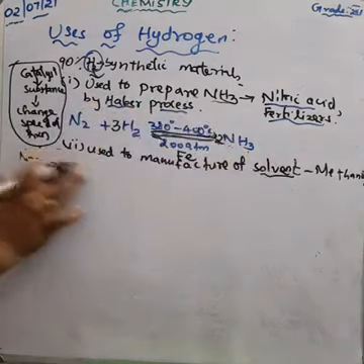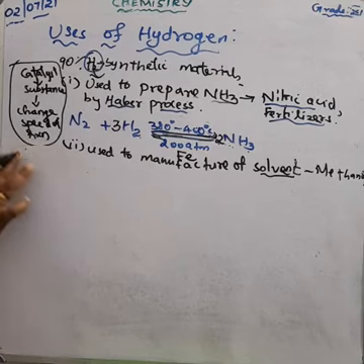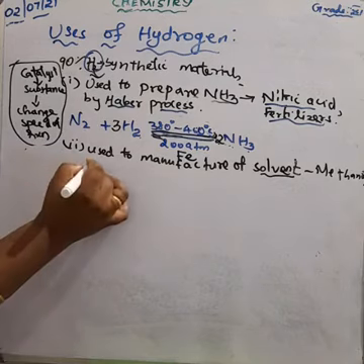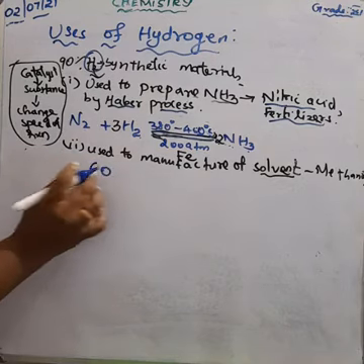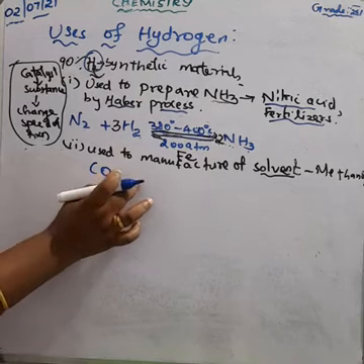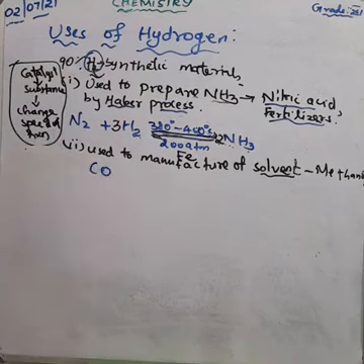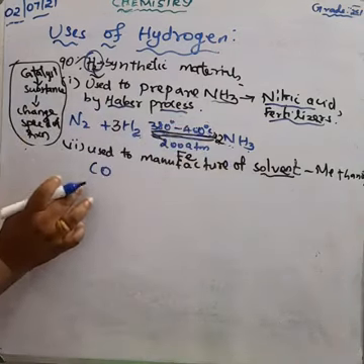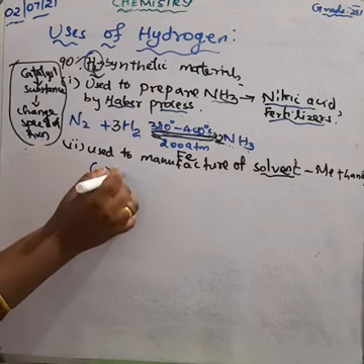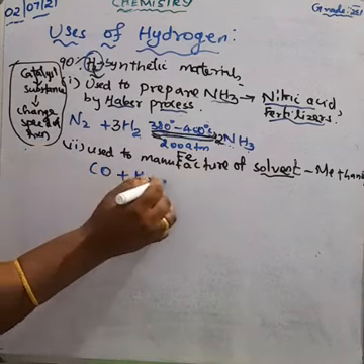Okay, like methanol. How can we prepare it? How will you prepare methanol? We have to combine carbon monoxide with hydrogen. Using copper as a catalyst, we get methanol. Carbon monoxide with hydrogen, copper is just the catalyst. Here we get methanol.